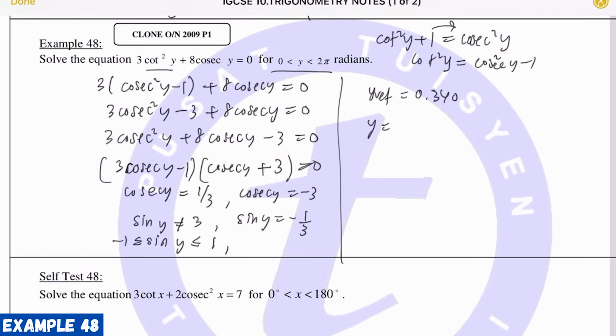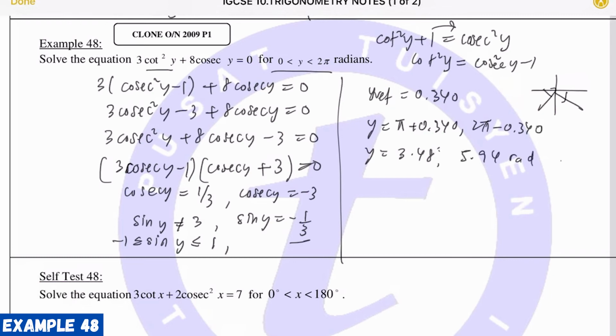Calculator, this will be, sine is negative, right? Negative in quadrant number 3 and 4. Quadrant 3, I should take 180 or pi plus 0.340. Quadrant 4, 2 pi minus 0.340. So my y value is 3.48. Okay, sorry, this is radian. I shouldn't put a dot there. And 5.94. Yeah, in radian.